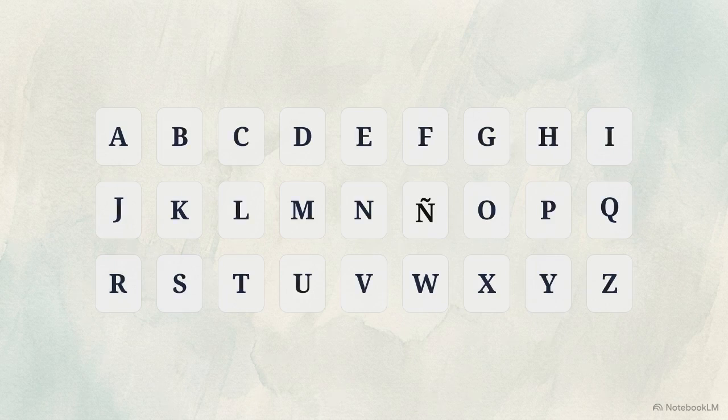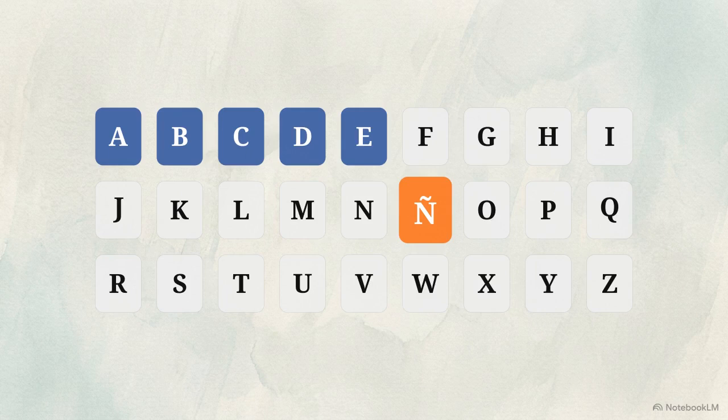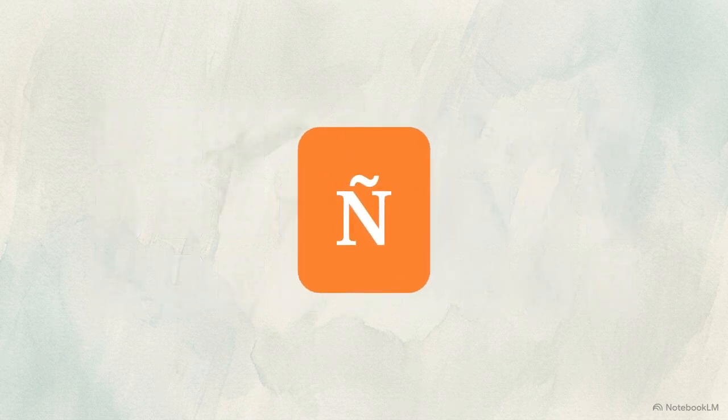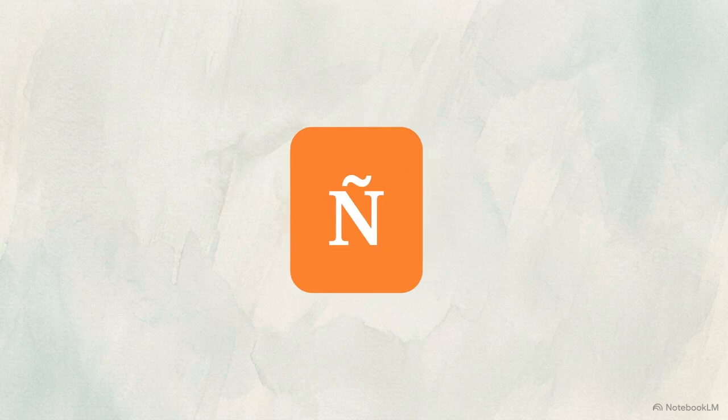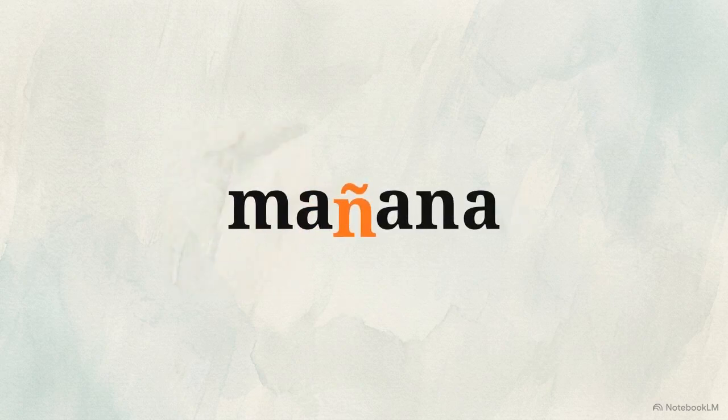This grid shows the 27 letters used in Spanish. You already know 26 of them from English. The only addition is the letter ñ, highlighted here. Most of these letters sound exactly as you'd expect. A, B, C, D, E. But we'll isolate this one. The ñ has a tilde on top and makes a sound like the English ny. You hear it in common words like mañana.